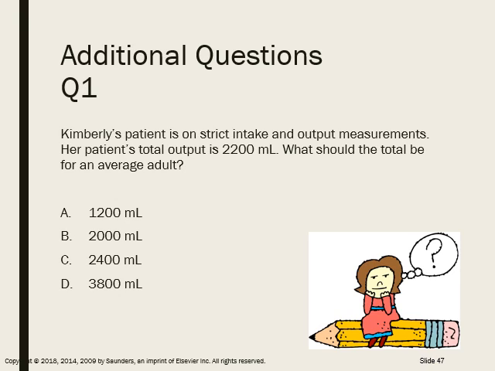Okay, some additional questions. Question 1. Kimberly's patient is on strict intake and output measurements. That is strict I's and O's. Her patient's total output is 2,200 mLs. What should the total be for an average adult? Is it A, 1,200 mLs, B, 2,000 mLs, C, 2,400 mLs, or is it D, 3,800 mLs?